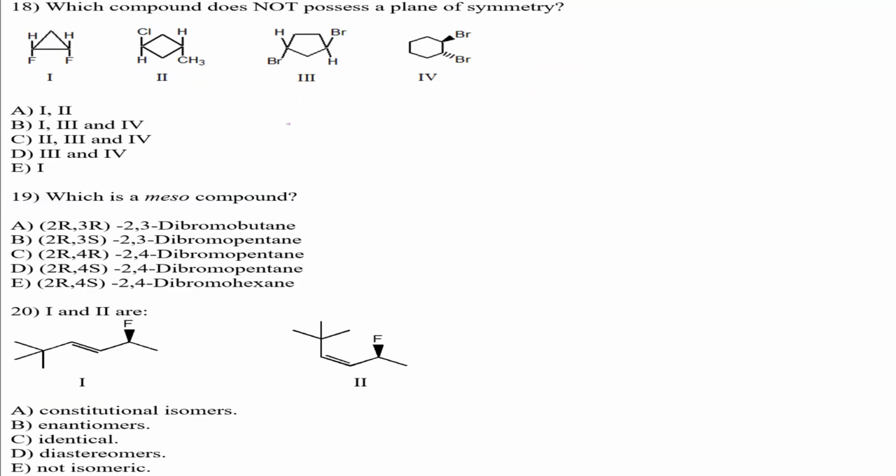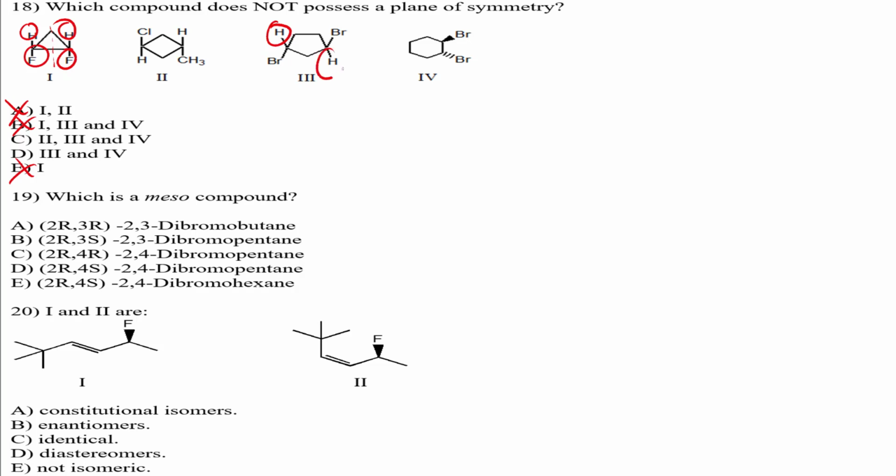So which one does not possess a plane of symmetry? Well, for sure, this one has a plane of symmetry. That's the same as that guy, and that's the same as that guy. So 1 is incorrect, A is wrong, B is wrong, E is wrong, right? This one is not correct. This one is correct, 3, because it does not possess a plane of symmetry.